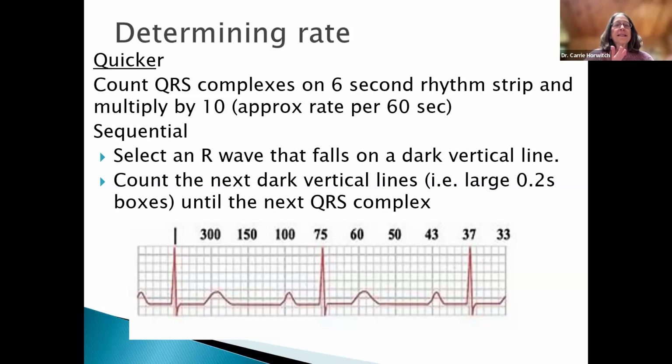So that's why I'm saying you have to try to find a QRS in the rhythm strip that lands on one of those dark lines. Otherwise, again, you can be a little off because it helps with the counting. All right. So are there any questions on this right now? You guys may have already been sort of doing this or practicing this. Next slide.